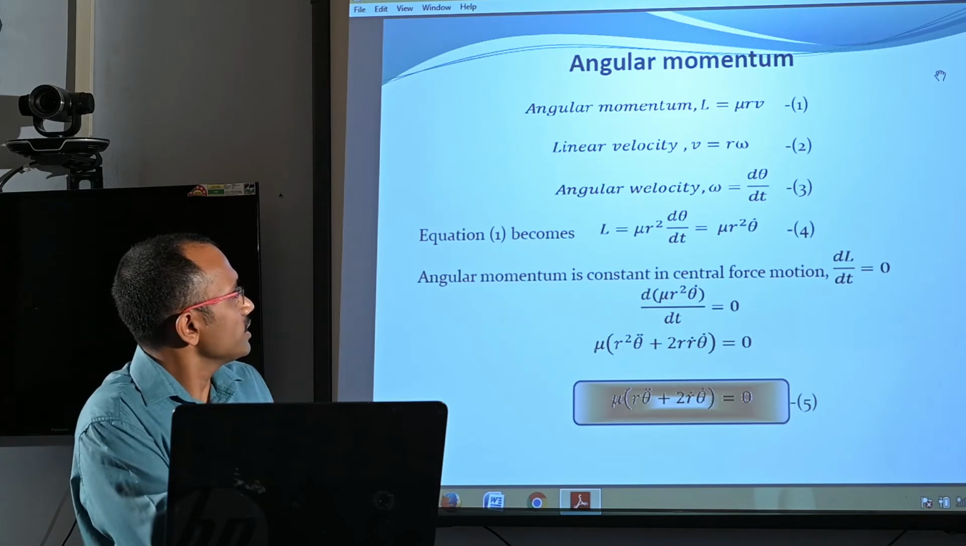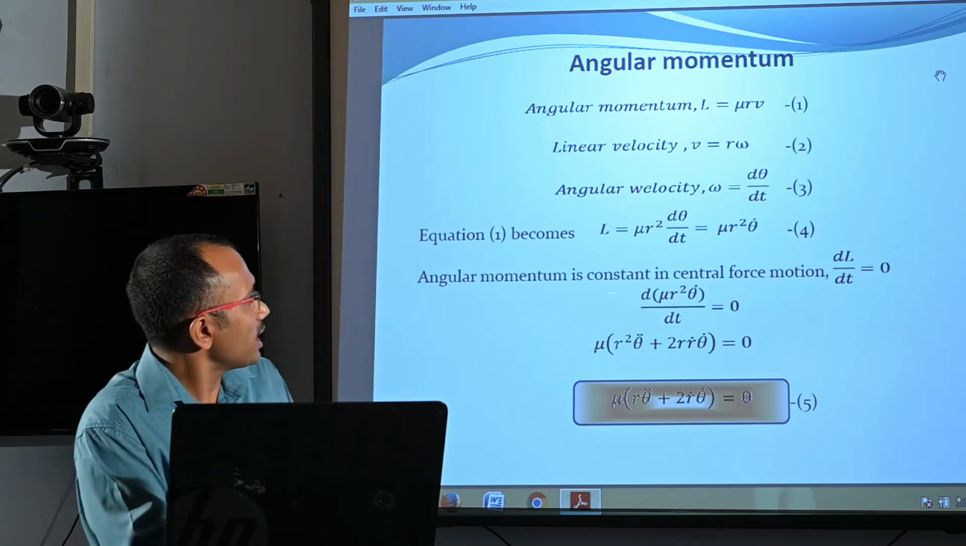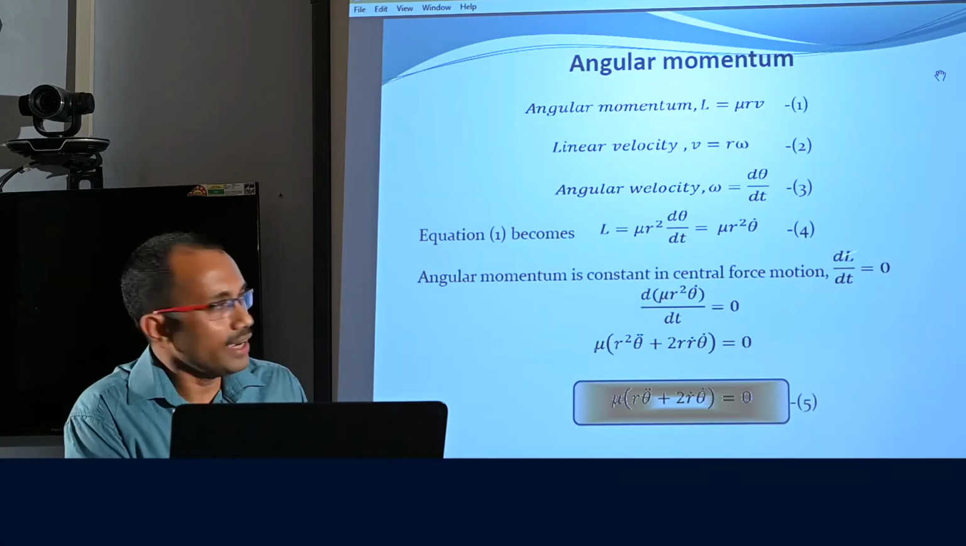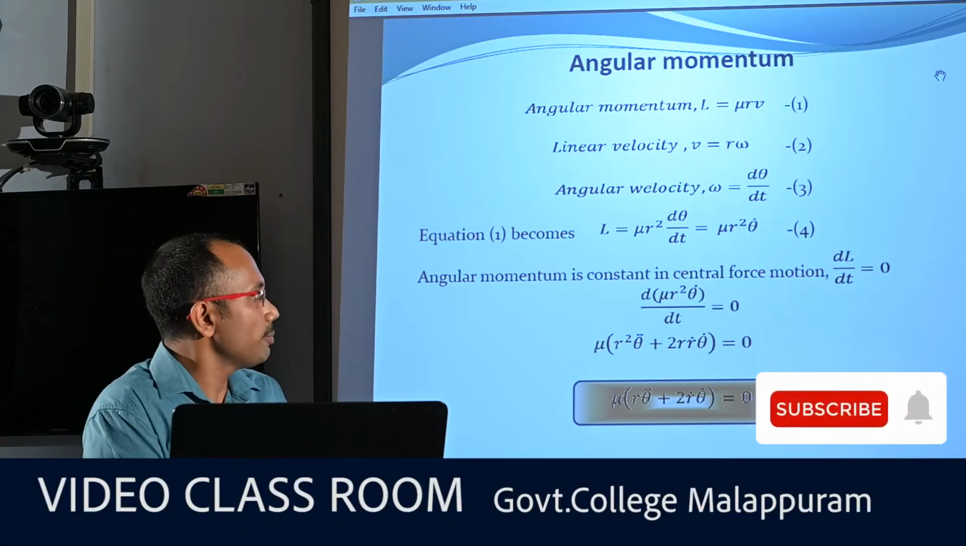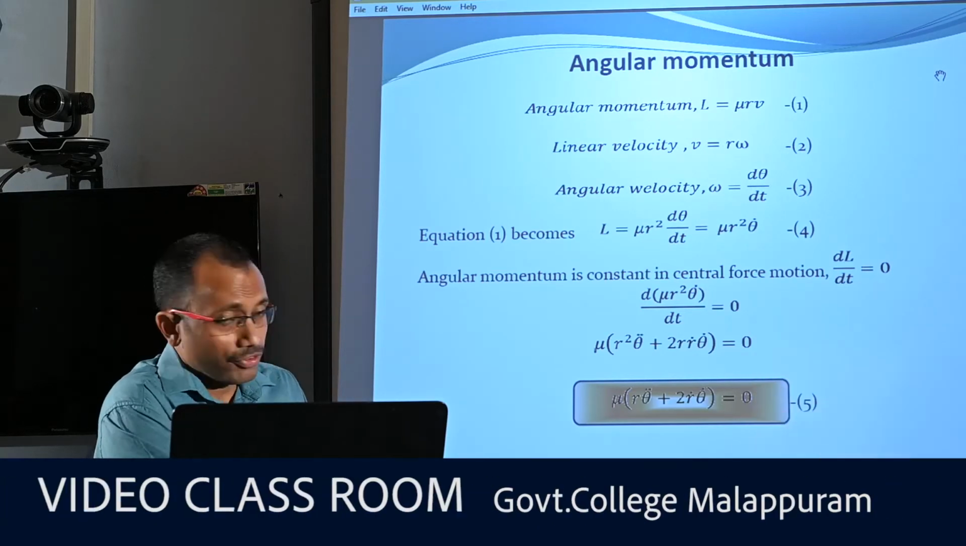So, we can write that this angular momentum is equal to mu r square theta dot. Here the angular momentum is a constant, so we can write that dL/dt equal to 0. That means d/dt of mu r square theta dot equal to 0. That means I am differentiating this one.